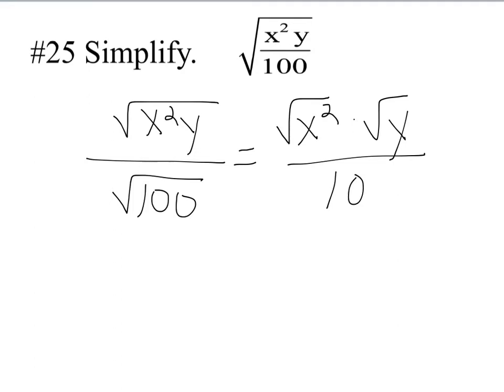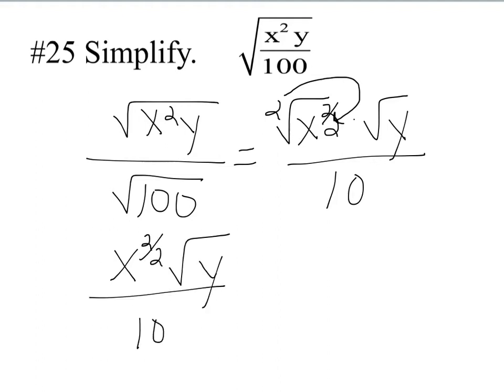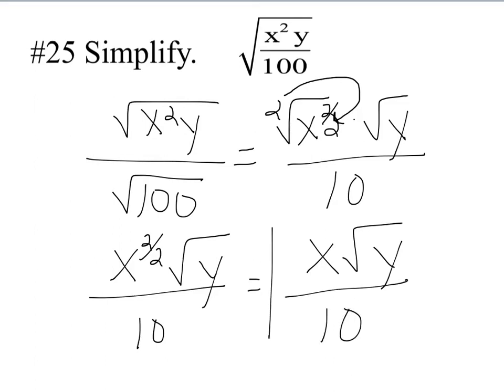And the reason I broke up the numerator is because we know that this index is a 2. So we can slide it back around and make it our denominator. So it would become x to the 2 over 2 power times the square root of y over 10. But we know 2 over 2 is just 1. So it would actually be x times the square root of y over 10. And that would be our final answer.